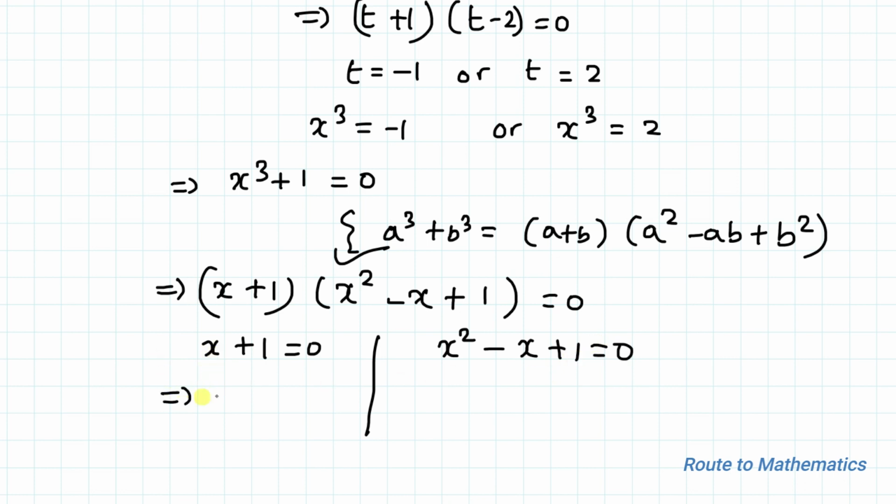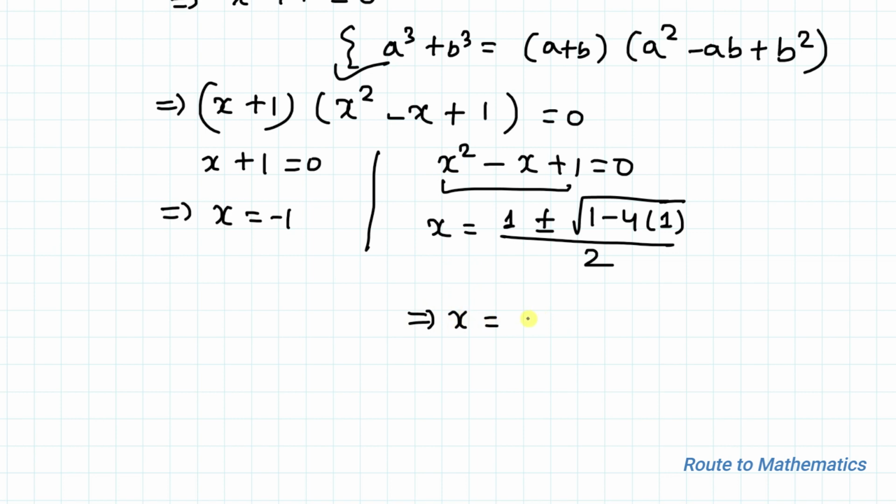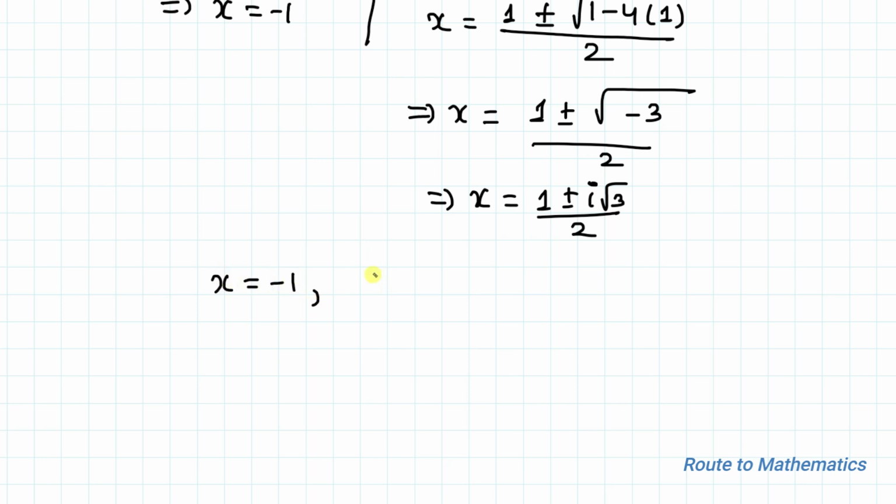So from here we can directly write x equals to minus 1, and here we have a quadratic equation. So we can apply the quadratic formula, that is x equals to minus b. So here minus b is nothing but 1. This becomes plus or minus root under 1 minus 4 multiplied with 1 divided by 2. This implies this x equals to 1 plus or minus root under minus 3 divided by 2. This implies this x equals to 1 plus or minus iota root 3 divided by 2. So here we are getting x equals to minus 1, 1 plus iota root 3 by 2 and 1 minus iota root 3 by 2.